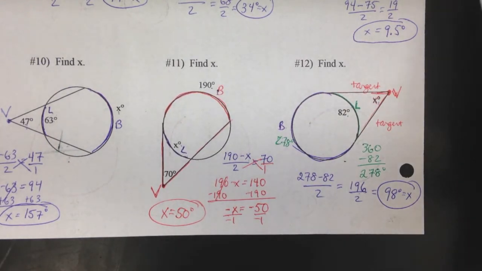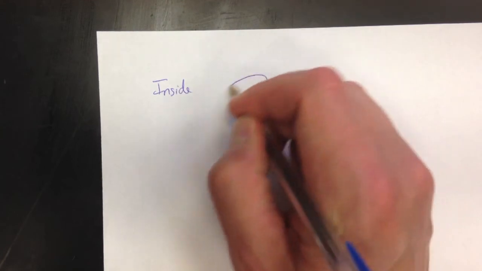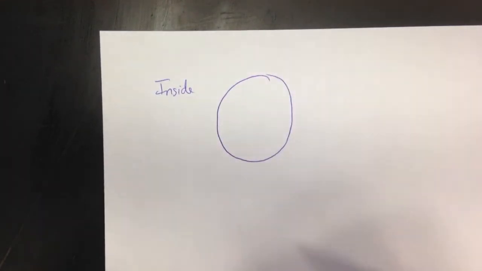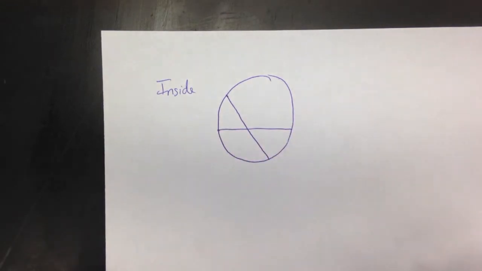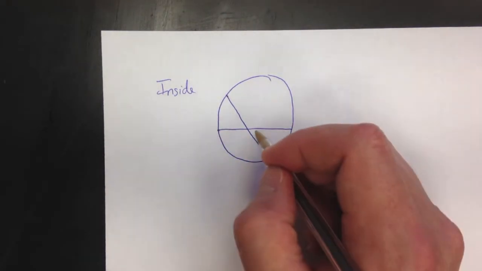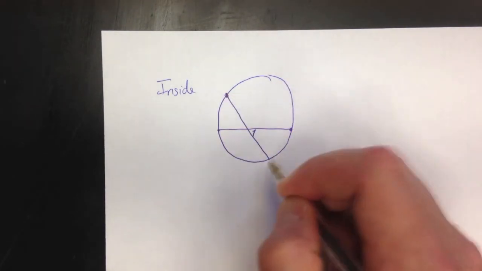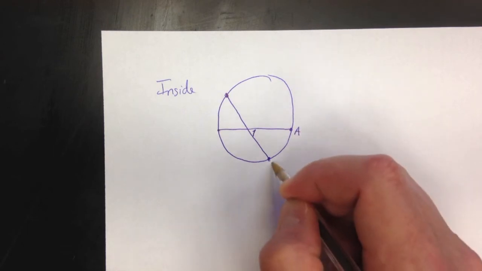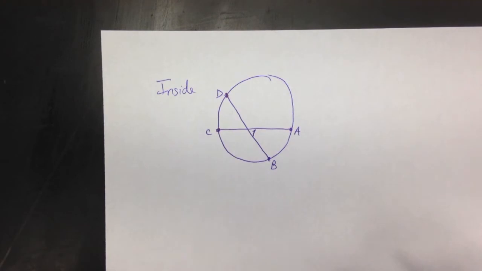But I'm going to show you where these two formulas come from. Why is it inside? Why is it an average? Okay, why is outside going to be big minus little over 2? So for the inside, okay, there's the circle or something like it. And there's the angle measure. I'm going to call this here angle 1. And I'm going to name some points here. I'll call that A, B, and that's C, and that's D.